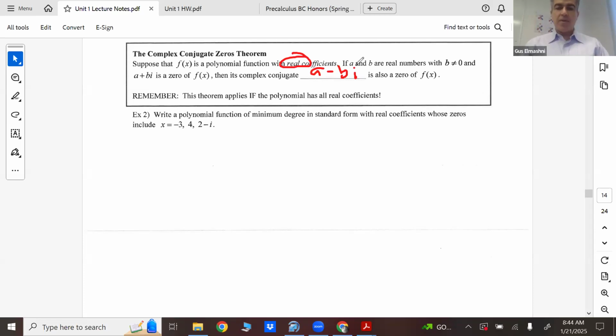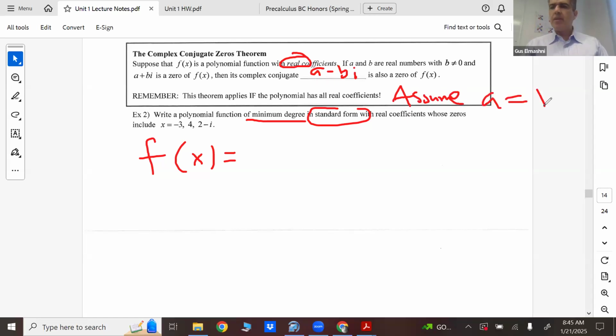It only applies if you have real coefficients. So like in this case, write a function in standard form of minimum degree, because you could technically repeat these zeros as often as you want. I could have negative 3 show up 10 times if I wanted to. Don't do that. It's crazy. And by the way, I didn't say what the leading coefficient was. Let's assume a equals 1. Let's assume the leading coefficient is 1. So let's not worry about it.